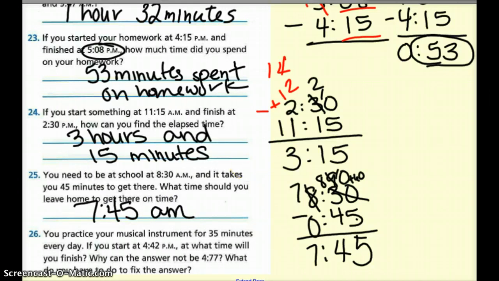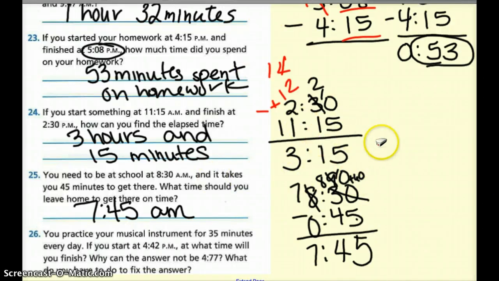Alright, looking at number 26. You practice your musical instrument for 35 minutes every day. If you start at 4:42 p.m., at what time will you finish? Why can the answer not be 477? What do you have to do to fix the answer?